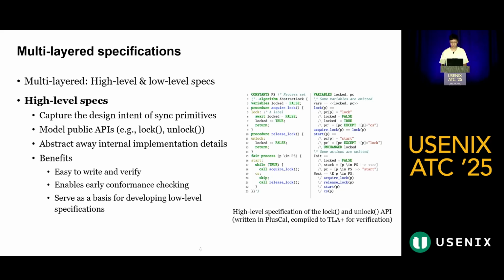The first step in Converos is writing specs. To manage the complexity of writing specs for OS concurrency modules, we adopt a multi-layered spec approach. It contains high-level specs and low-level specs. High-level specs capture the design intent of synchronization primitives by specifying the expected behavior of public APIs like lock and unlock, while abstracting away how they are implemented. This makes them easier to write and verify, and allows early conformance checking even before modeling low-level internals. They also provide a basis for developing low-level specs later.